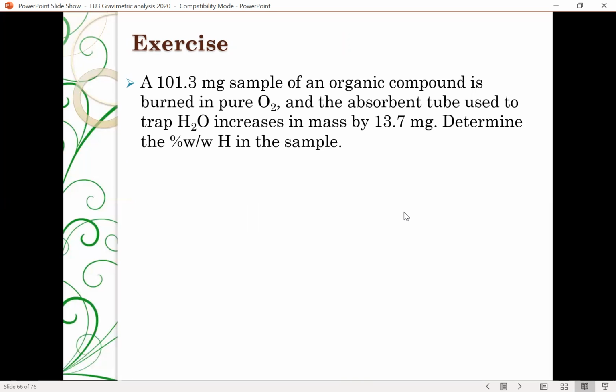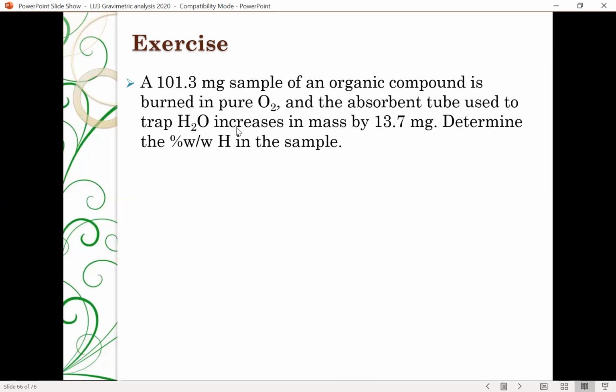Okay, this is another exercise. It should be able to be solved by using the same approach just now. We have a 1013 milligram sample of organic compound, and the adsorbent tube is used to trap water. Just now we wanted to determine CO2, and now we want to determine water. Okay, the mass increases by 13.7 milligram.